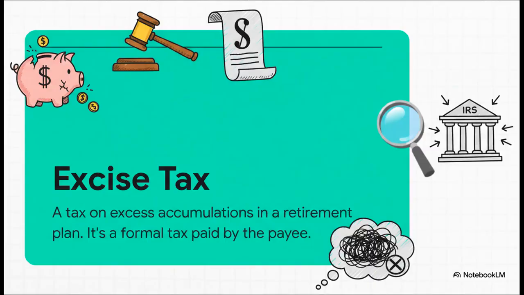And it's really important to get this next part. The IRS doesn't just call this a late fee. No, they classify it as an excise tax. That's a formal tax that you, the individual, are on the hook for. It's their way of signaling just how seriously they take this stuff. And it's why you can't just cross your fingers and hope it goes away.